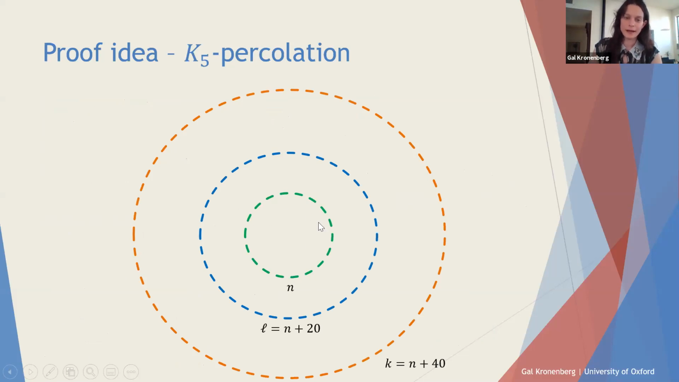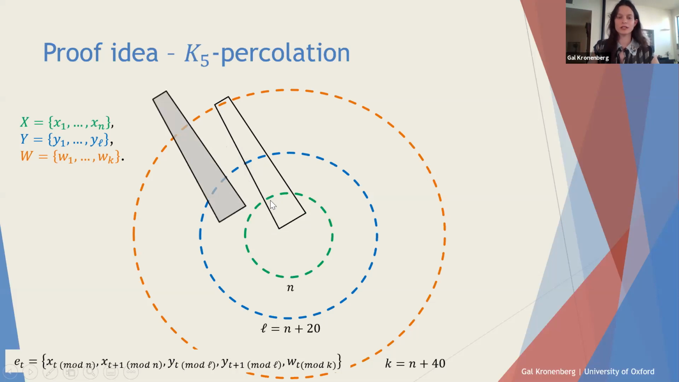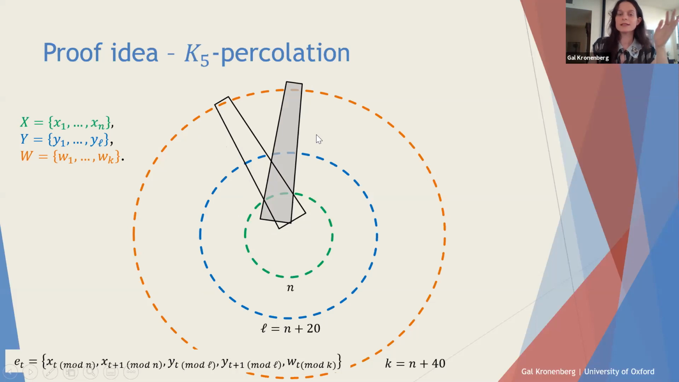So I have n vertices, then L vertices, which is more than n, say n plus 20, and I have the yellow vertices, which is n plus 40. Now I have 3 sets of vertices, and I do the same. So I have this hyperedge, and once again, I want to infect edges only between the green and the blue. So I can infect one edge here, and then one edge here, and I continue until I come back to the starting point.